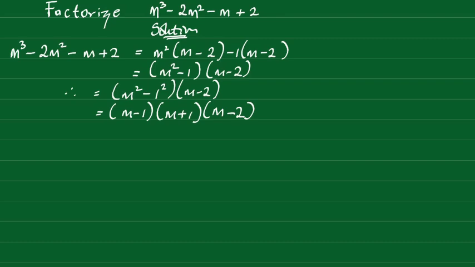Therefore, the answer to this factorization is bracket open, m minus 1, bracket close, bracket open, m plus 1, bracket close, bracket open, m minus 2, bracket close.